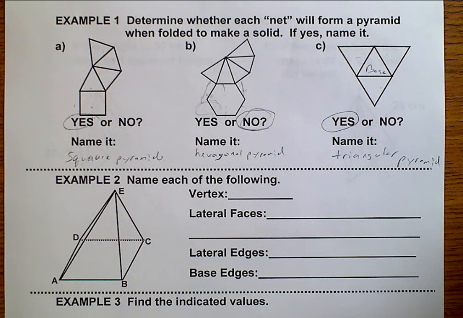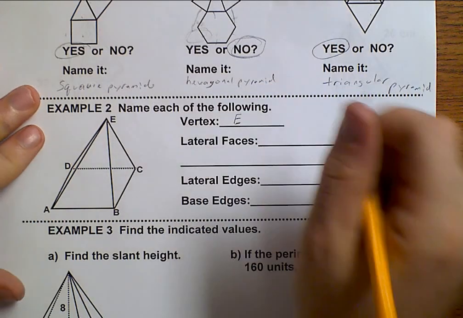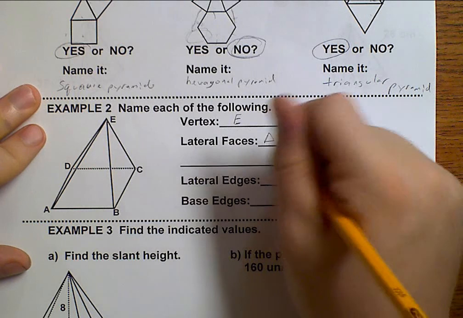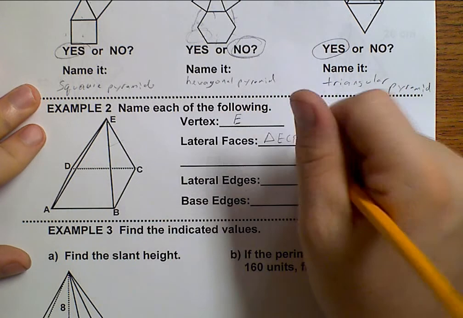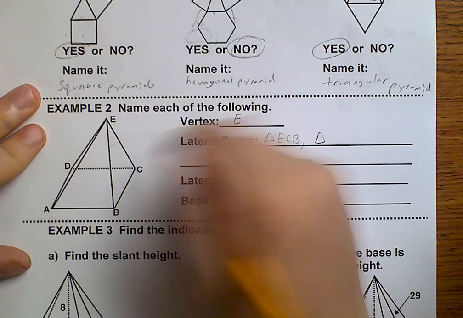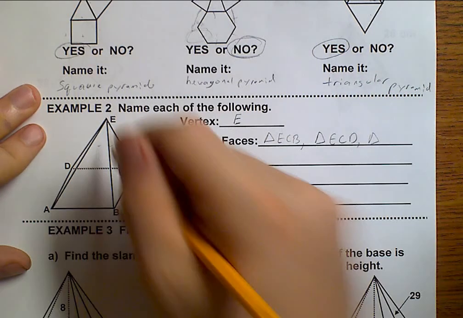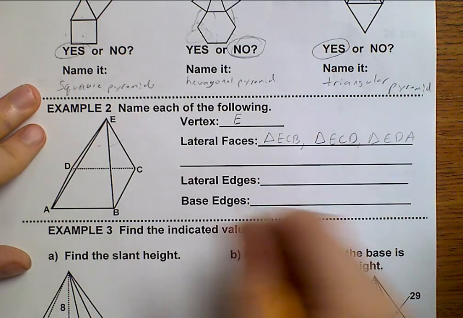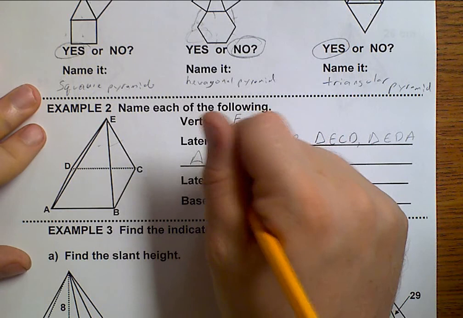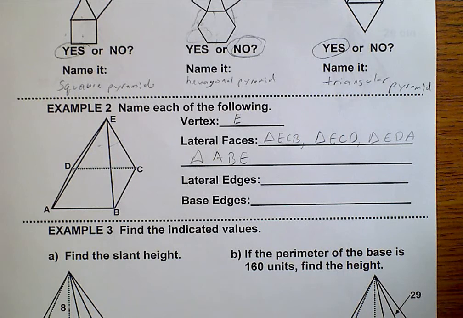Let's go ahead and take a look at example number 2. Our vertex is E. Our lateral faces are triangle ECB, triangle ECD, the back one, triangle EDA, there's that one, and triangle ABE. 4 lateral faces, 4 triangles.